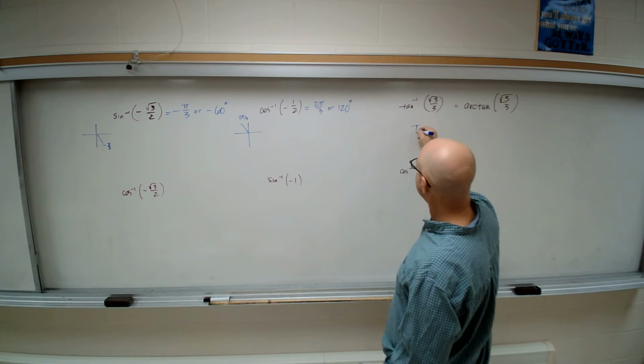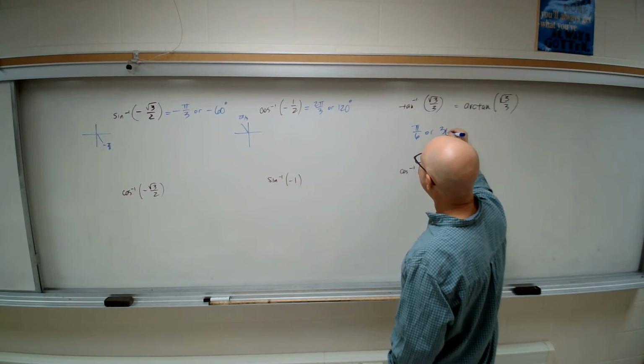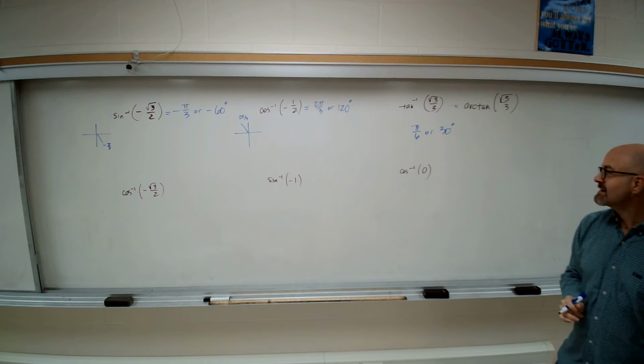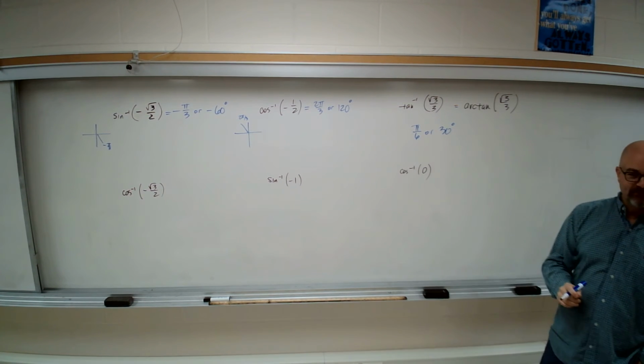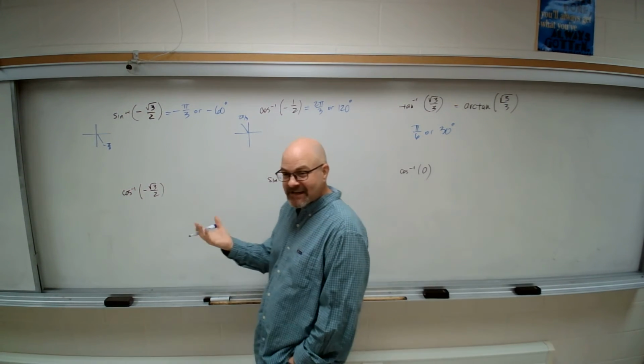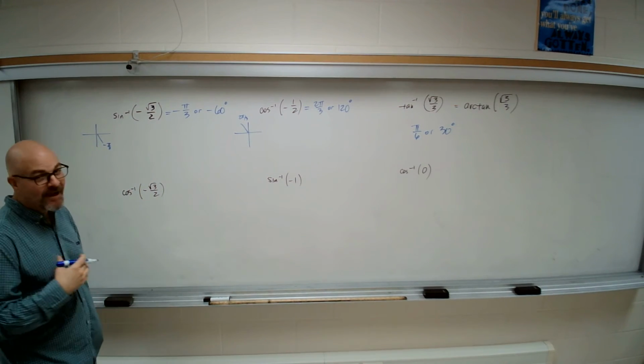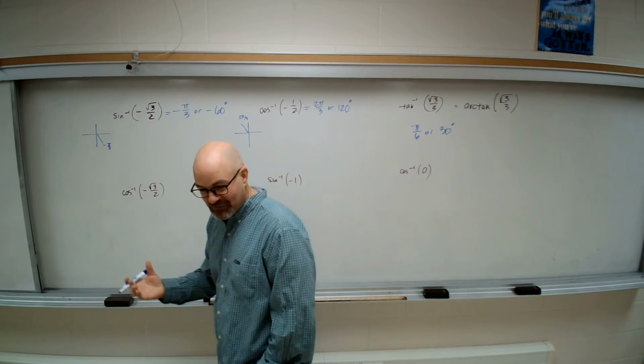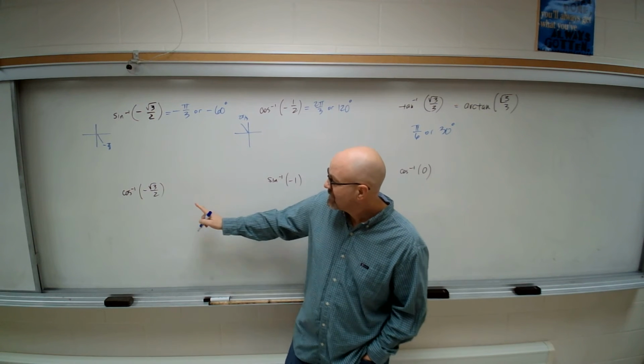Pi over 6, or 30 degrees, which is not really the same thing as 60 at all. But it's half of 60, so yeah. If this is double your answer day, then you nailed it. All right. So what about this one?